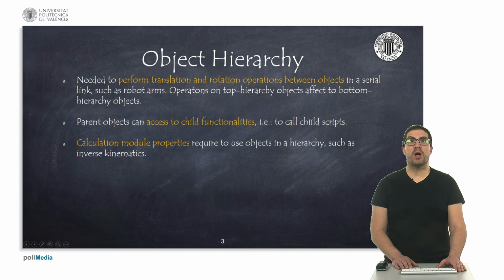The hierarchy between objects is necessary to be able to apply translation or rotation operations on objects in a serial link, as is the case of robots, since the hierarchically superior elements can move the objects that are below. In addition to this, it allows the parent object to access objects that are hierarchically inferior, their children. This can be used, for instance, to read data from a sensor.